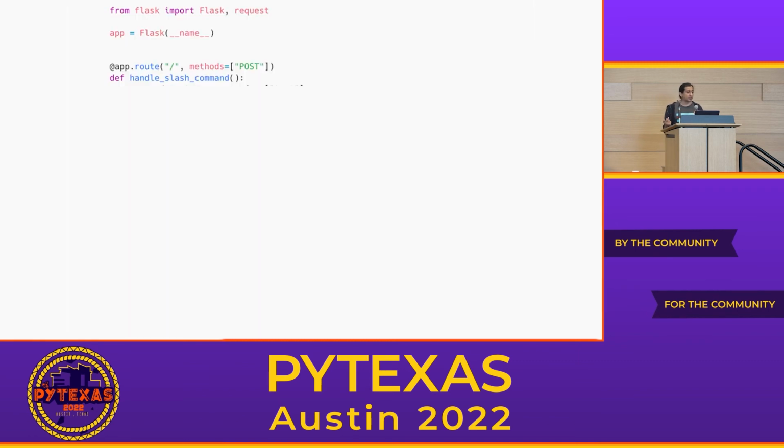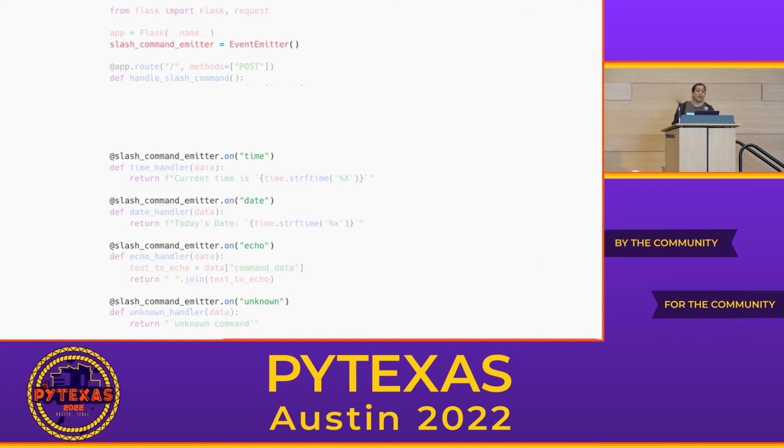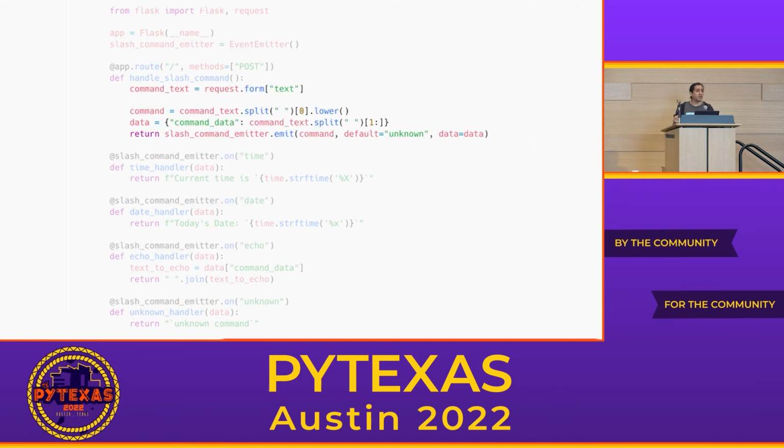So let's start with that Flask boilerplate from before. The first refactor we're going to do is move each of those command handlers into its own function. Next, we're going to create an instance of the event emitter, and we're going to use a decorator to register different handlers for different commands. And then finally, we have to write some code in terms of parsing the request and emitting an event, so just connecting some dots here.